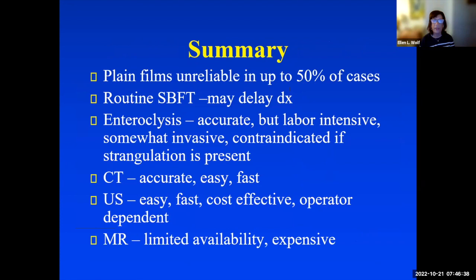So in summary, plain films are somewhat unreliable in the diagnosis of small bowel obstruction. Routine small bowel follow-through can be done, however, it may delay the diagnosis for the reasons we talked about. Enteroclysis is accurate, but labor-intensive, invasive, and contraindicated if strangulation is present. And you may not know that the patient has strangulation when you start your study. CT is accurate, easy, and fast. Ultrasound is also easy, fast, cost-effective, operator-dependent. MRI can diagnose small bowel obstruction, but there's limited availability and it's expensive.